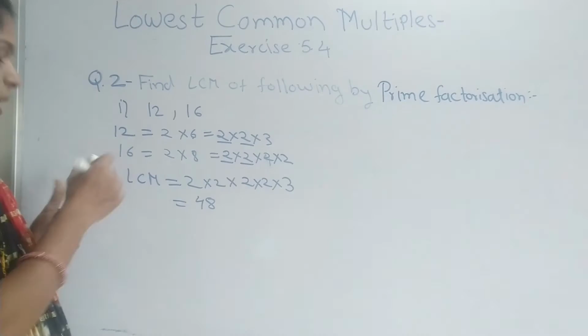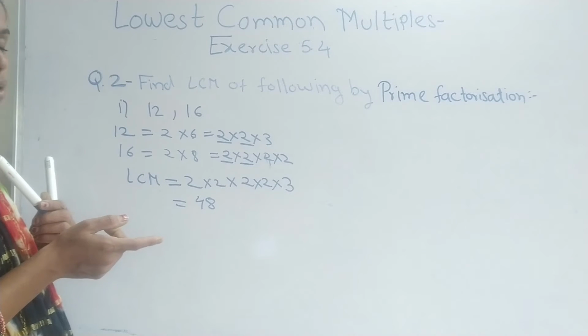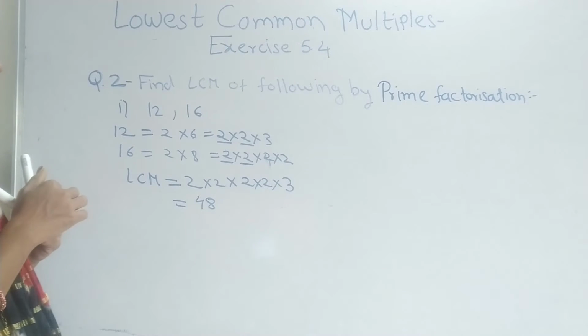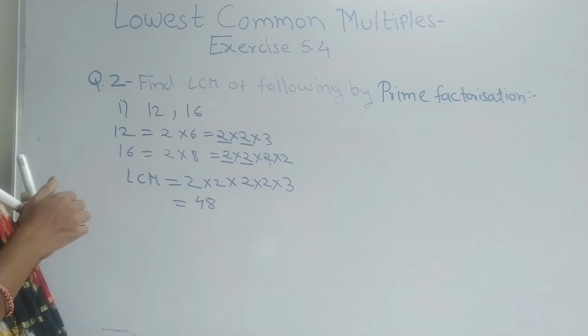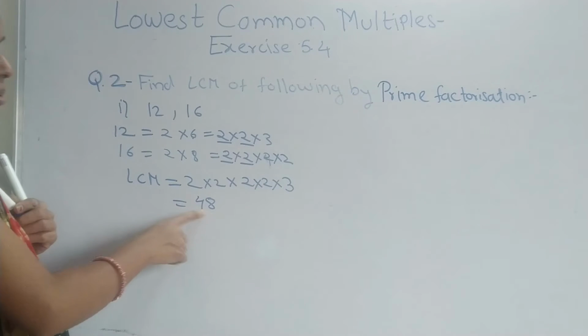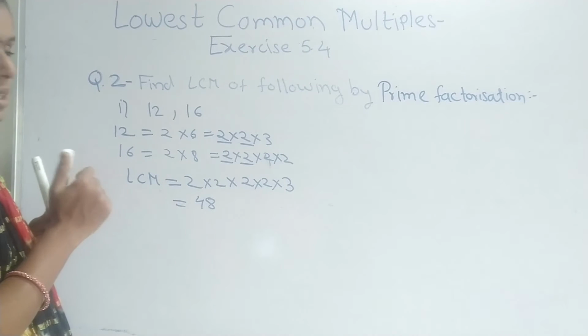You can check by the table. We know that the table of 12 is: 12 1s are 12, 12 2s are 24, 12 3s are 36, 12 4s are 48. And the table of 16: 16 1s are 16, 16 2s are 32, 16 3s are 48. So the first common multiple is 48. So both have an LCM of 48.